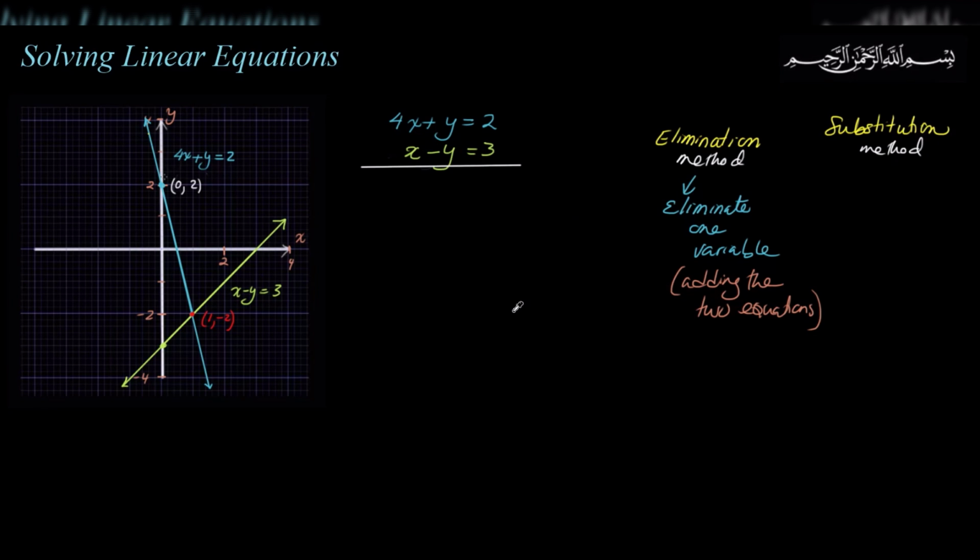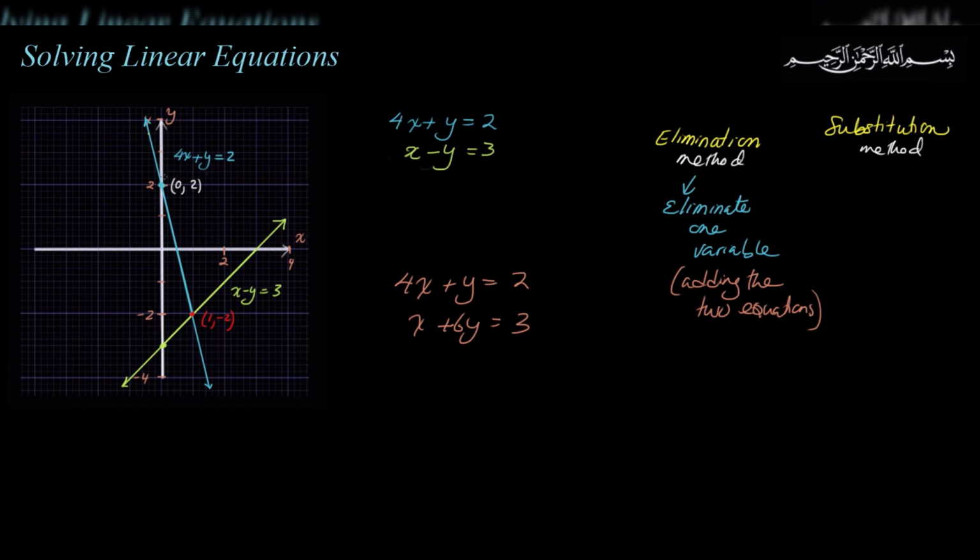Now, let me tell you something. You can't just plain add two equations and expect the variables to get eliminated all the time. For example, if I have 4x plus y is equal to 2, and over here I have x plus 6y is equal to 3.